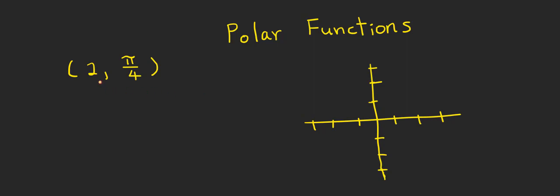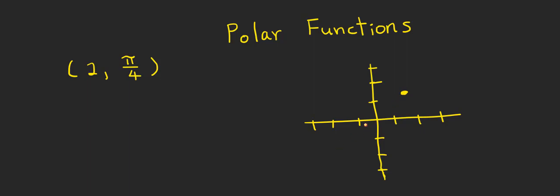Now, what if you want to plot 2 comma pi over 4? First, you need to go pi over 4, which is about 45 degrees. And the radius is going to be 2, so you move 2. So 2 comma pi over 4 will be about over here.